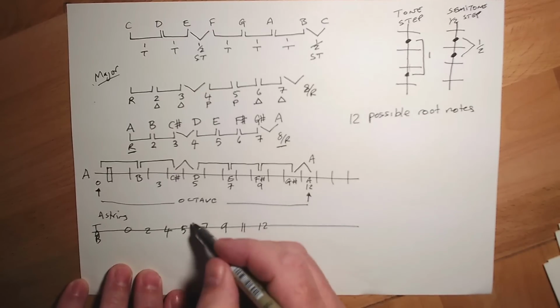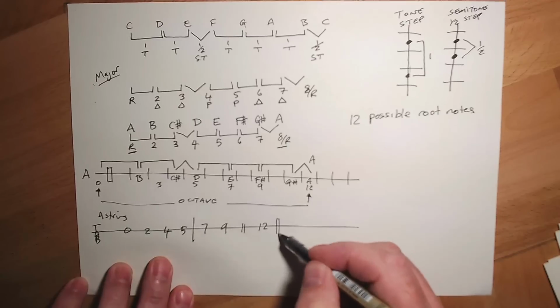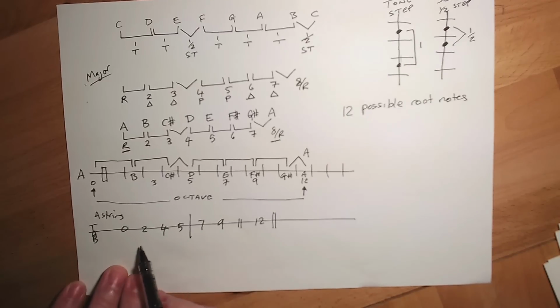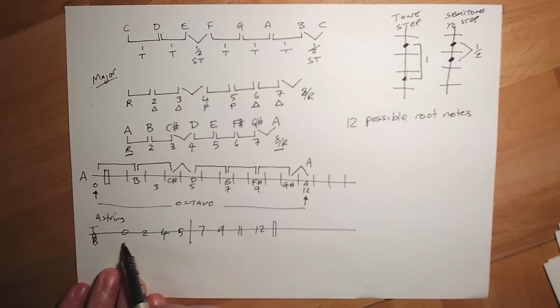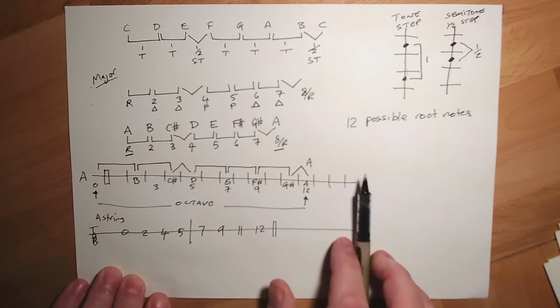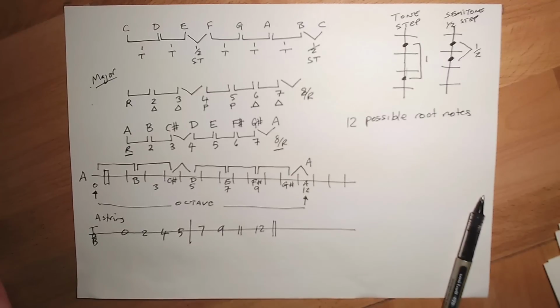What I'm going to do is I'm just going to put a bar line between there just to split those two ideas up so that you can see that chunking just a little bit easier. So you can see here 0, 2, 4, 5, 7, 9, 11, 12. Let me just play that on the guitar string for you.